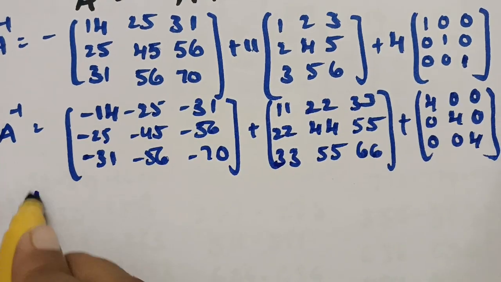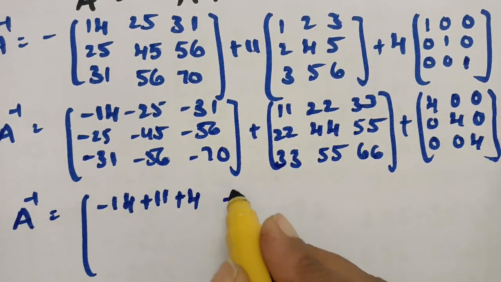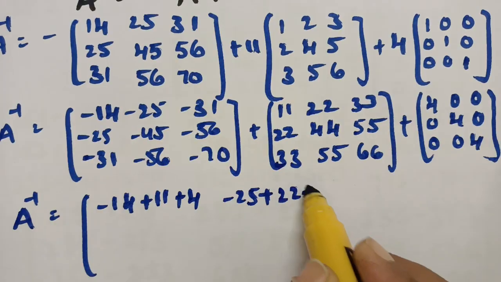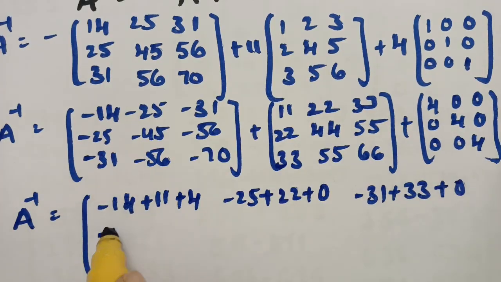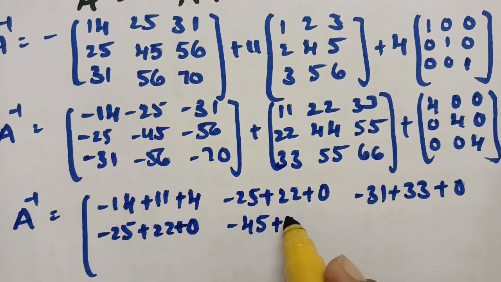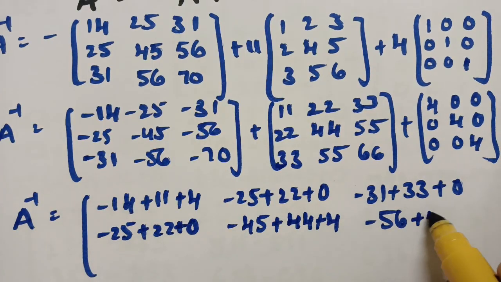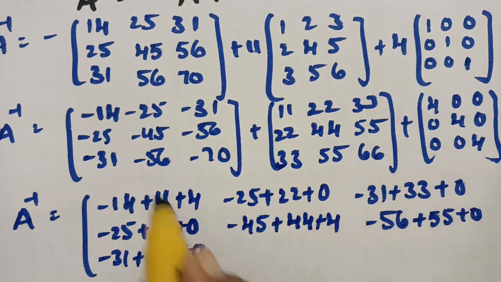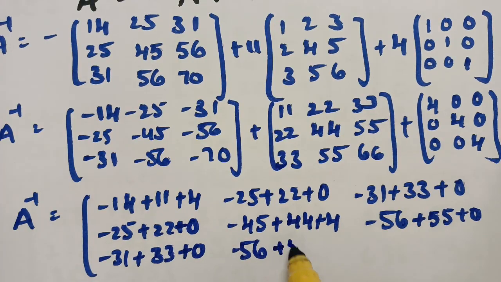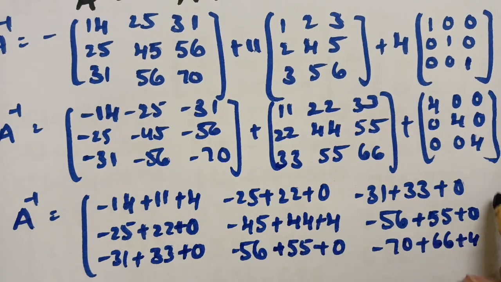And see, our A inverse value is equal to minus 14 plus 11 plus 4. And clear? So this is minus 25 plus 22 plus 0. And this is minus 31 plus 33 plus 0. So this is minus 25 plus 22 plus 0. And this value is minus 45 plus 44 plus 4. And next one, this is minus 56 plus 55 plus 0, and this is minus 31 plus 33 plus 0, and this is minus 56 plus 55 plus 0, and this is minus 70 plus 66 plus 4.